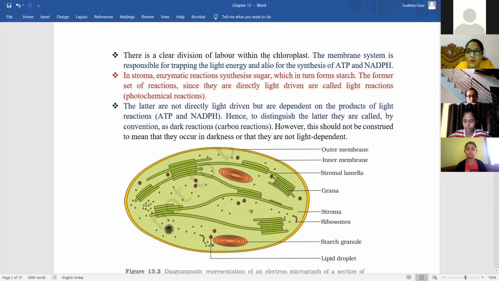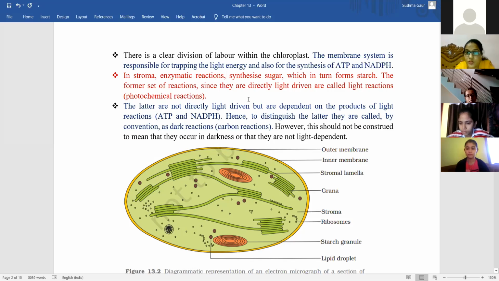Now this is stroma. The stroma in chloroplast is the place for enzymatic reactions, so all the enzymatic reactions in chloroplast will occur in the stroma. It is also responsible for synthesizing sugar that in turn forms the starch. The sugar that is formed in the chloroplast will be converted into starch. In plants, we know that the stored food is in starch form.